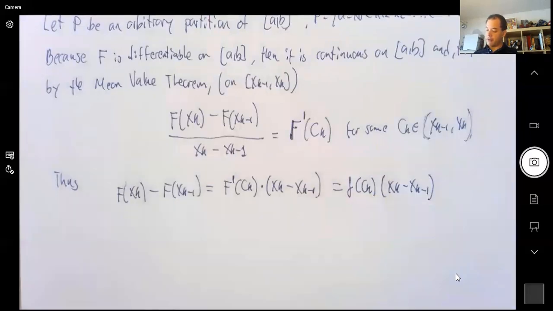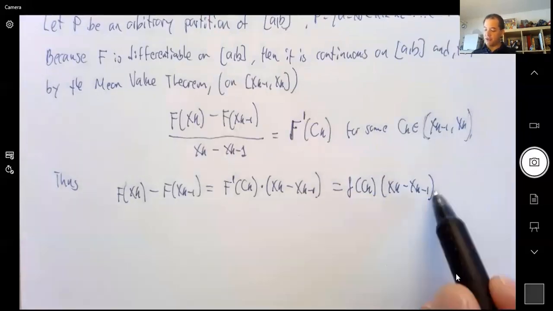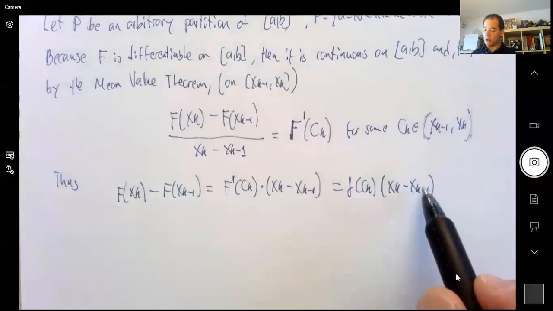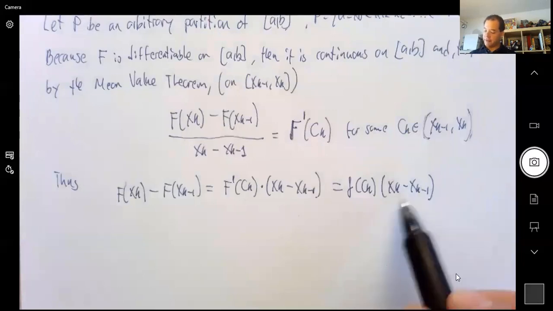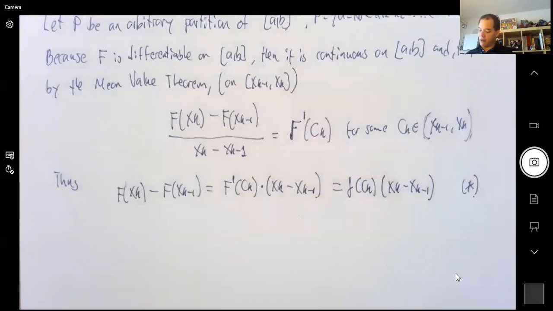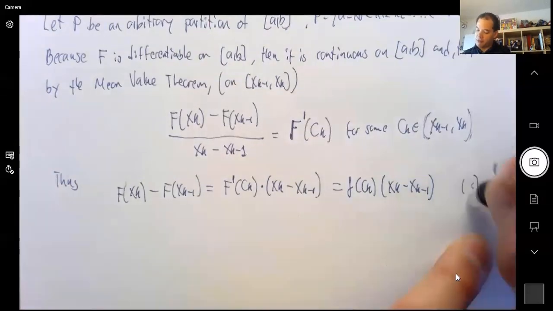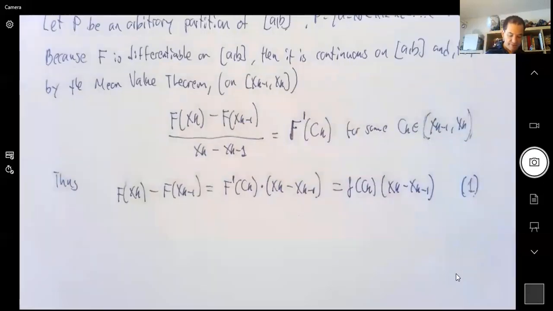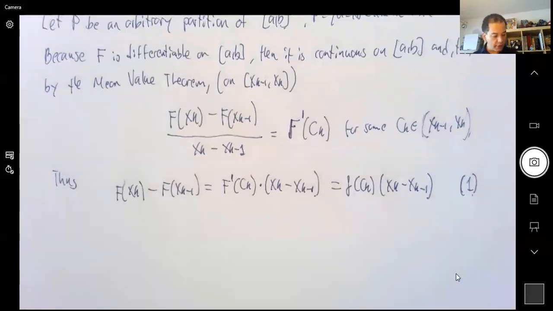If you remember the definition of upper sums and lower sums, this quantity appears. So let's mark it as star or one. Maybe we're going to have more than one. So let's call this equation identity one. And then let's try to remember what it is that we know. If I take this quantity and add all of them?